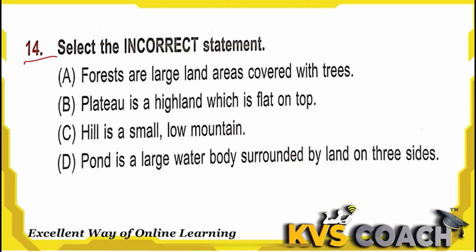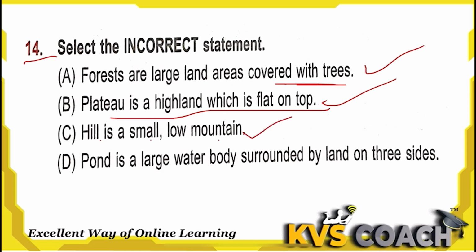Question 14, select the incorrect statement. Option A, forests are large land areas covered with trees. Right, forests are large land areas covered with trees. B, plateau is the highland which is flat on top. I already told you a flat plain surface is known as a plateau. C, hill is a small low mountain. This is also right. A hill is a small mountain.